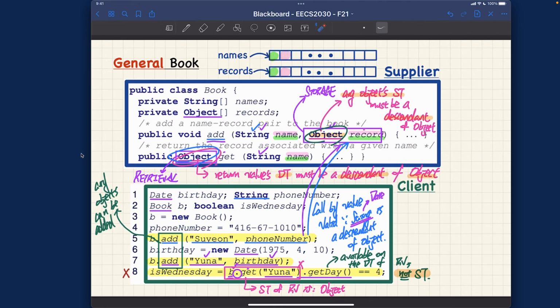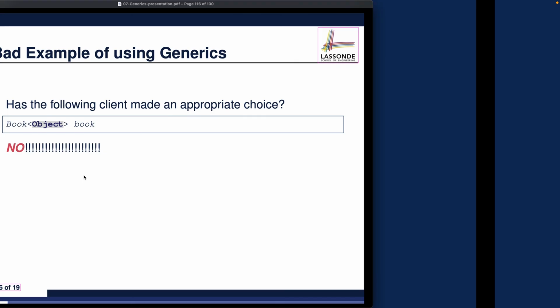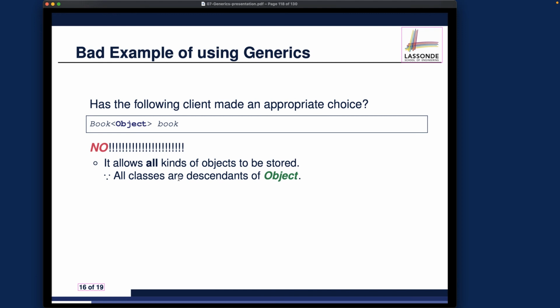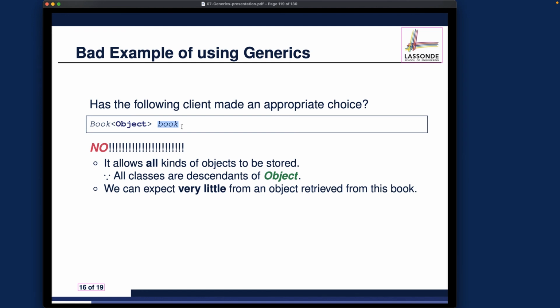Let's now go back to the slide to just conclude. It allows all kinds of objects to be stored because the E will just be replaced by objects. So we're just going back to the very general book. All classes are descendants of objects, so we can just store anything into the book. When we retrieve something from the book, the only thing we can assume is that it is actually objects. So we are not really improving the situation.